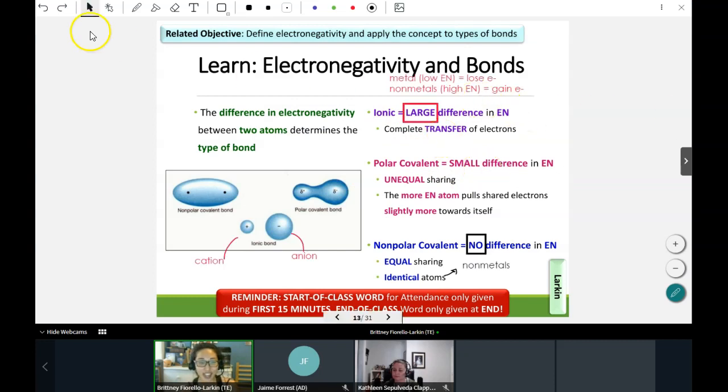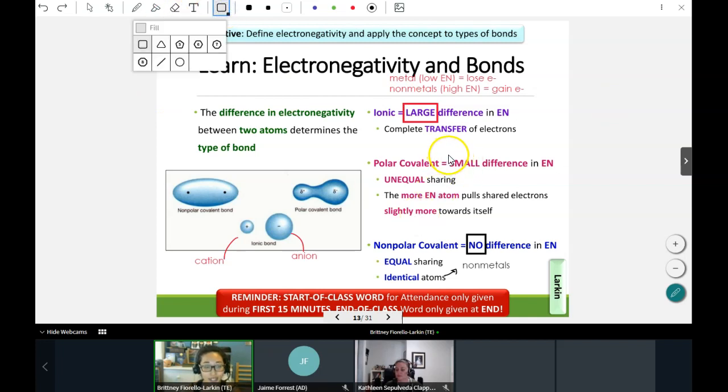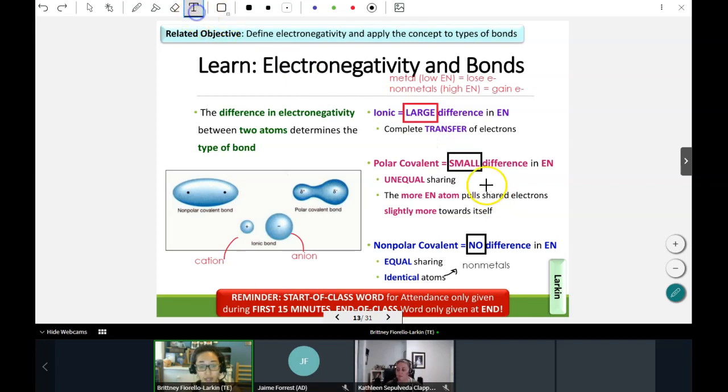So we've taken a look at a large difference, no difference. Now we're going to take a look at a small difference. Dipole means like polar, means they have different poles, positives and negatives, like polar opposites. So this time we're going to take a look at polar covalent. This time they're going to have a small difference. Again, it's still covalent, so we discussed covalent the other day, only happens between nonmetals. They're still sharing, but this time they're sharing unequally.